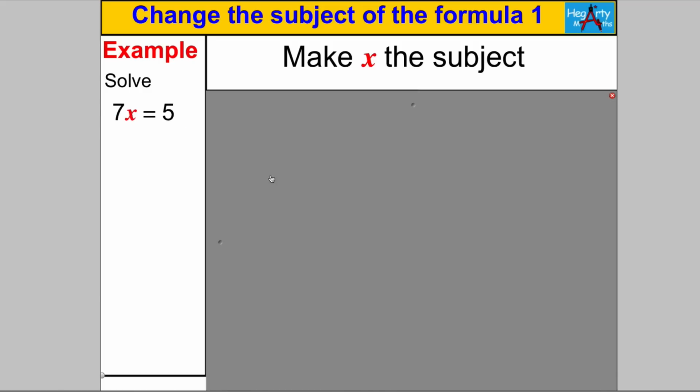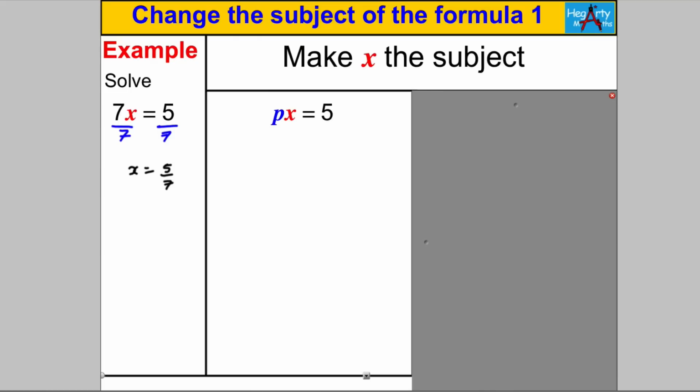Let's try another one. Can you solve that type of equation? Well, hopefully you would have said if 7x is equal to 5, I'm going to divide both sides by 7 to undo that multiplied by 7, and I'm going to get the answer x is equal to 5/7. I bet you guess what I'm going to do here. I'm going to swap that 7 for a letter. How would I make x the subject here? Well, I'm going to divide both sides by the p to get x by itself on the left hand side. After all, those p's will cancel, and I'll get myself that x is therefore 5 over p as the subject.